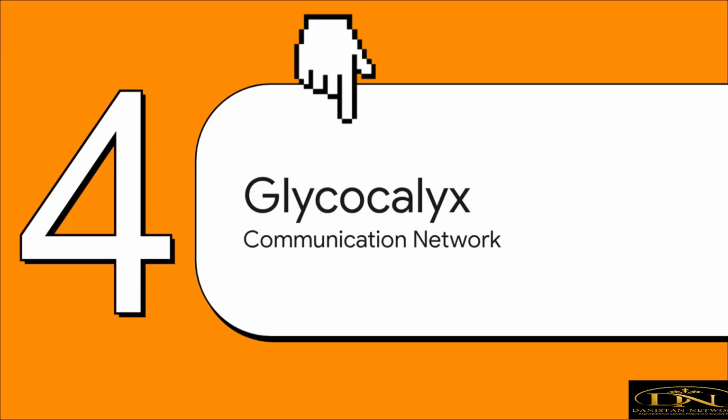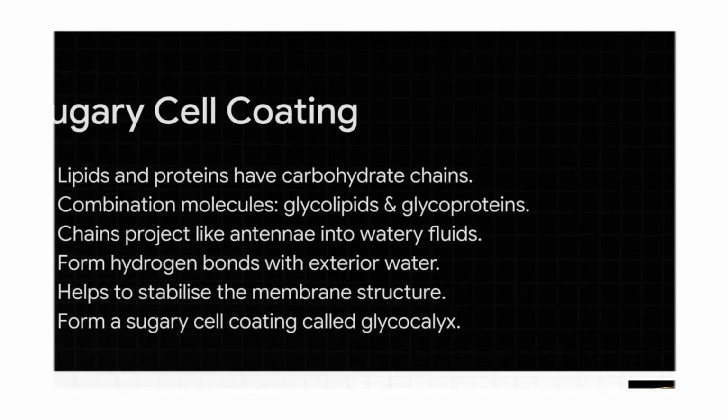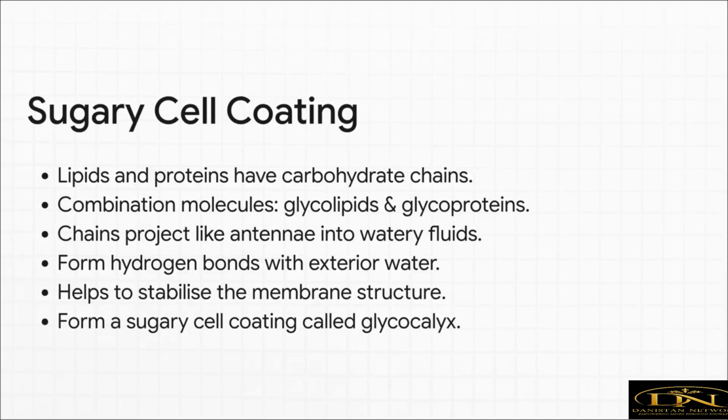Let's shift gears. Section 4, Glycocalyx, Receptors and Markers, the cell's communication network. We've built the wall and set the thermostat, so let's move to the outer surface to see how cells actually communicate. You see, many of the lipid and protein molecules on the outside have short carbohydrate chains attached to them. We call these combination molecules glycolipids and glycoproteins. Picture these chains projecting outward into the watery fluids like microscopic antennae. And they do this amazing magic trick.